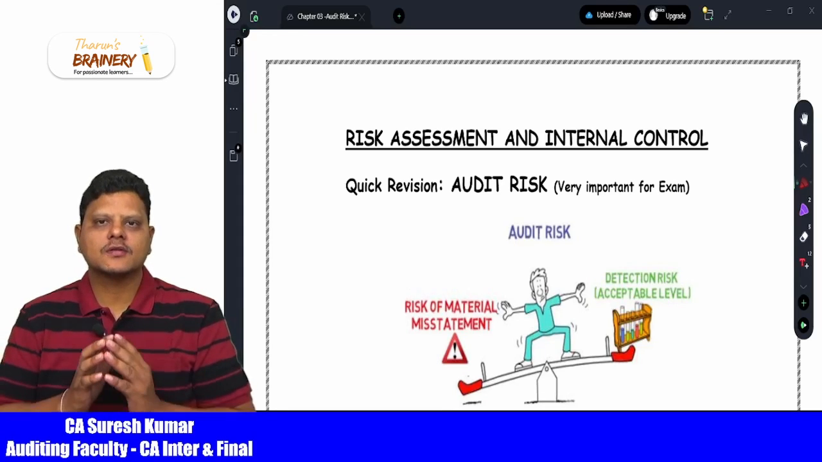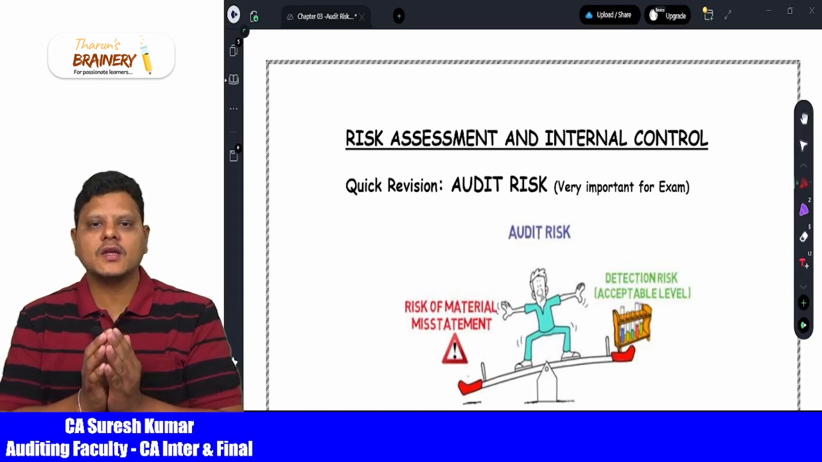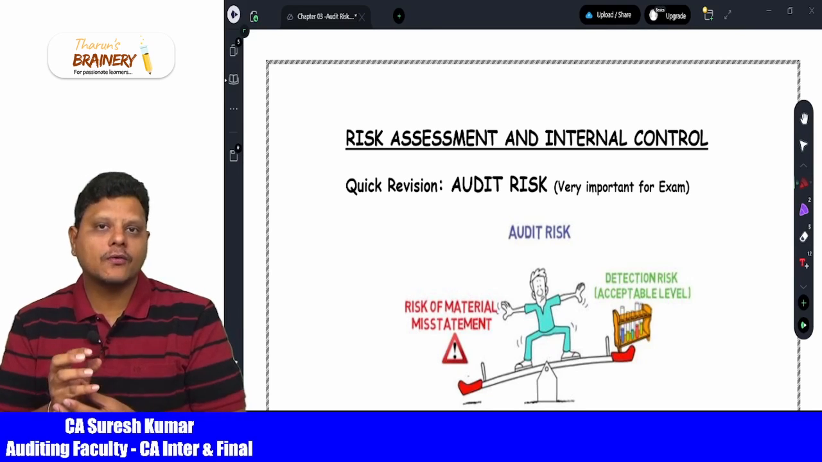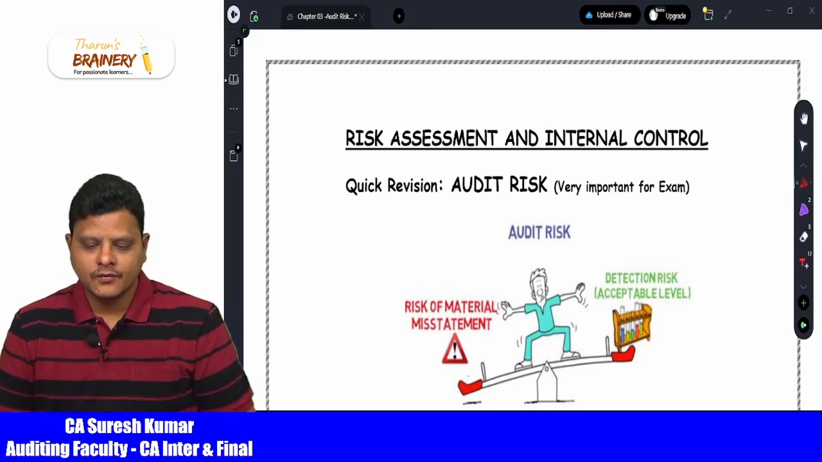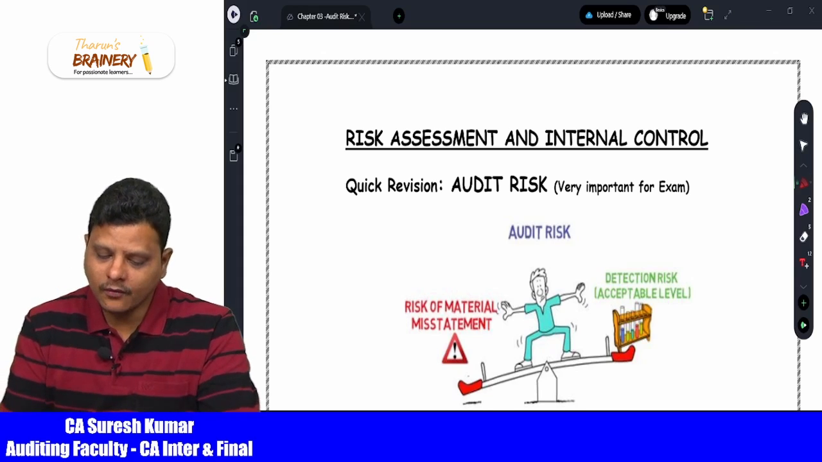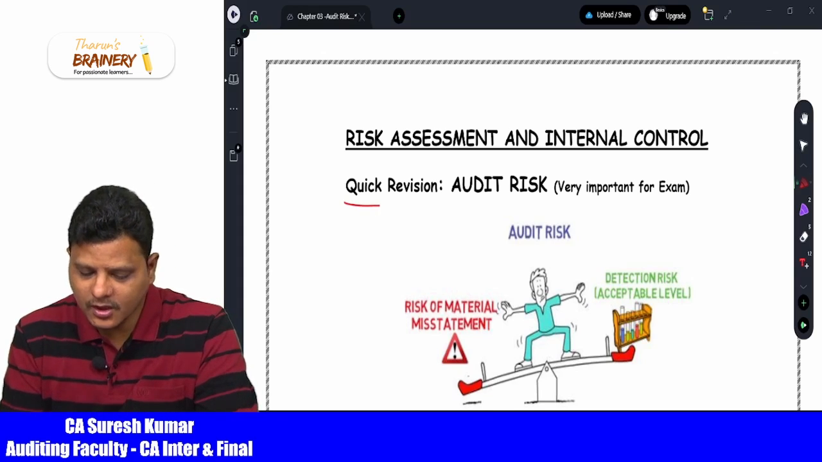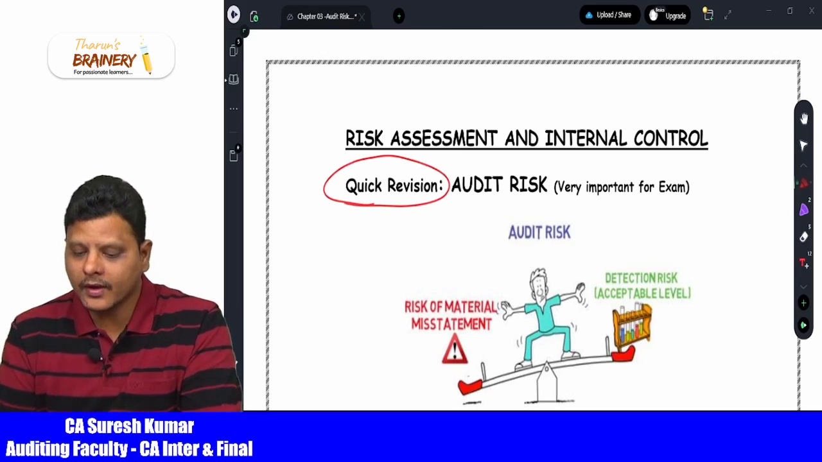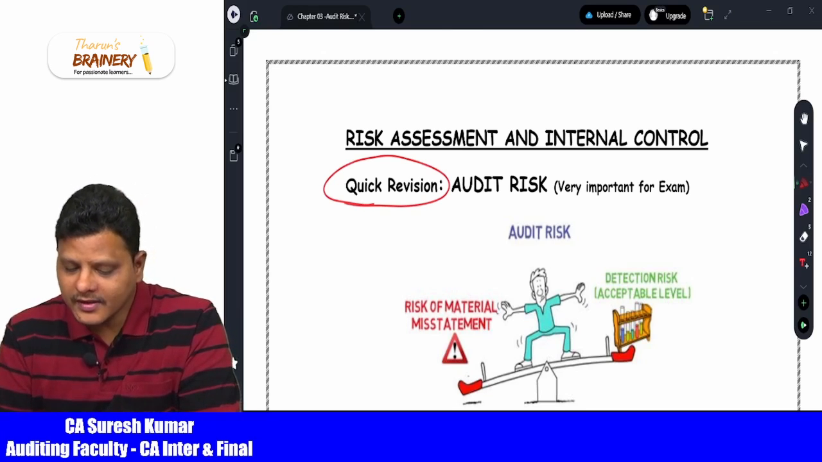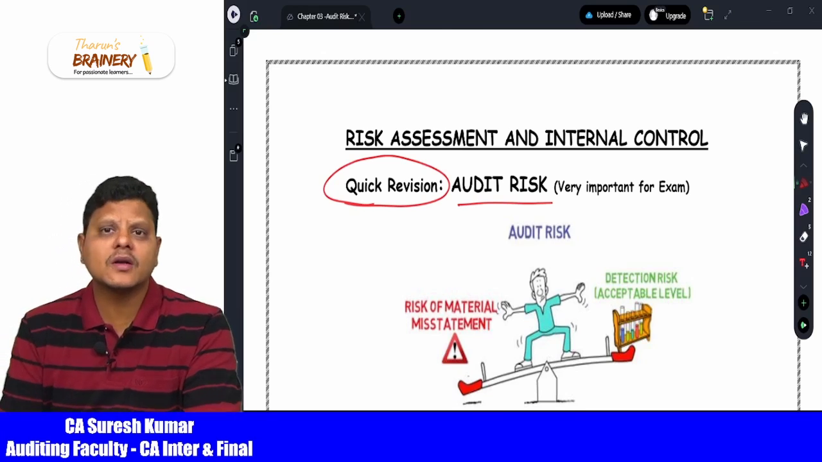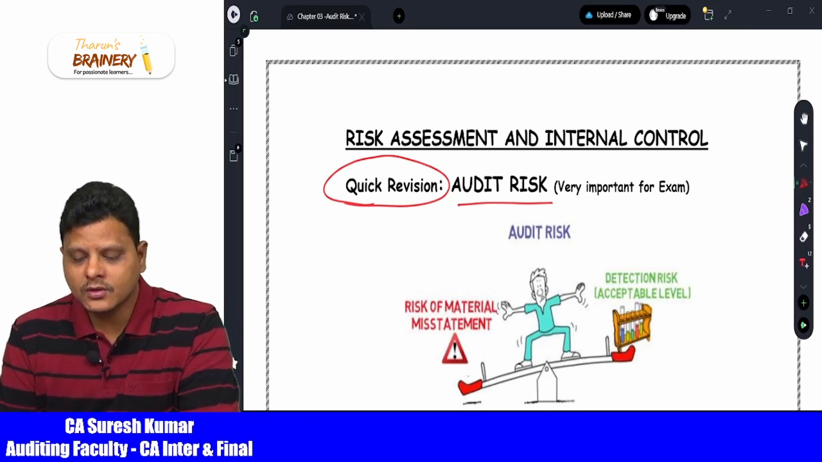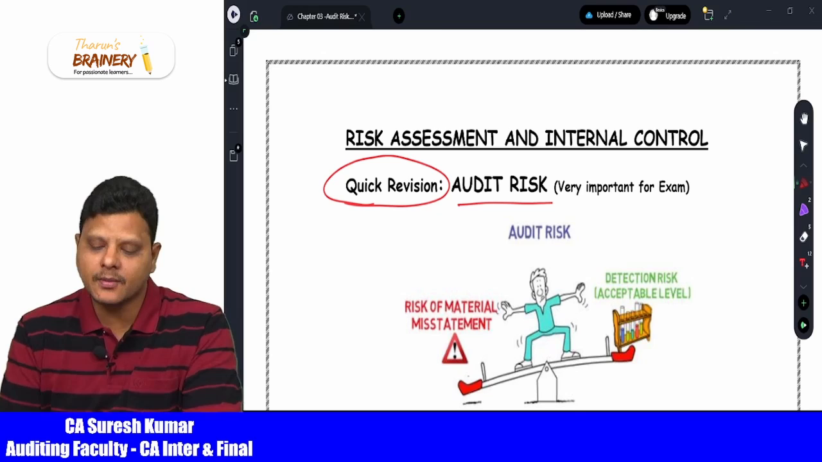Hello my dear students, as a part of the revision of each and every chapter in the auditing paper, today let us go for another area of discussion which is audit risk. So very important for examination. Now we are doing the quick revision of each and every chapter and each and every part in the auditing paper for the student benefit. So audit risk is very easy to understand and very important for examination; majority of the times these questions have been tested in the examination.